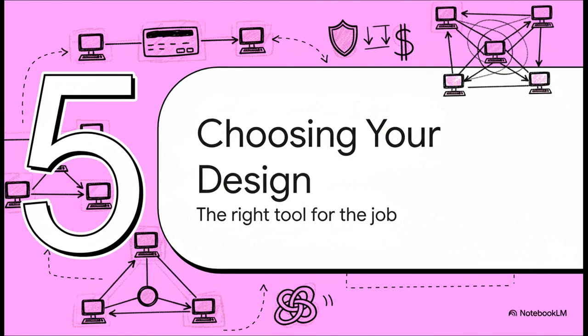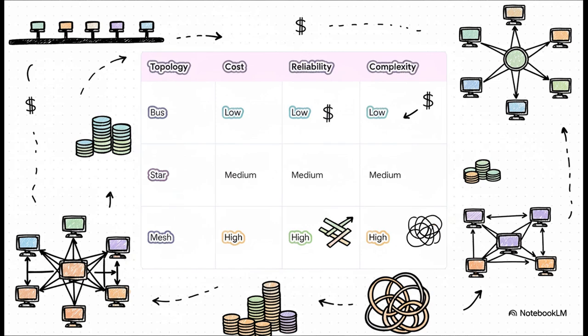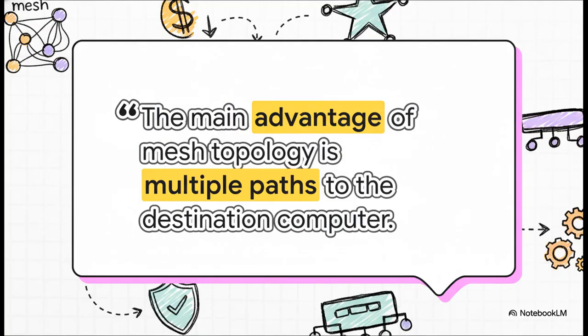So after looking at all these different blueprints, the bus, the star, the mesh, and all the others, it all comes down to one big question. How on earth do you choose the right one for the job? Well, this table really lays it all out, doesn't it? It's a classic trade-off. You've got bus, which is low cost, low complexity, but also low reliability. Then you've got mesh on the other end, high cost, high complexity, but it gives you that rock-solid high reliability. And star, it's sitting right there in the middle, a nice balance of all three. Your choice really just comes down to your budget and how much you absolutely cannot afford for your network to go down.